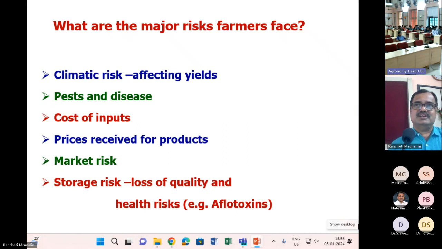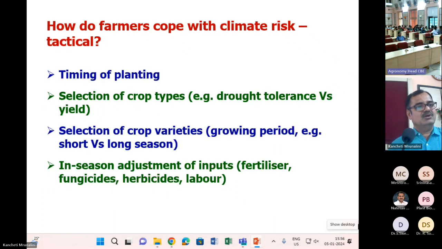Nowadays, farmers are storing the produce at the farm itself, and because of the poor market price, whenever they shift the produce to the market, there will be a loss. For that, the government has to provide very good infrastructure facilities to store the farm produce at different district or block levels. And how do the farmers cope with the various kinds of risk? There are two kinds of situation. One is strategic and the other is tactical.